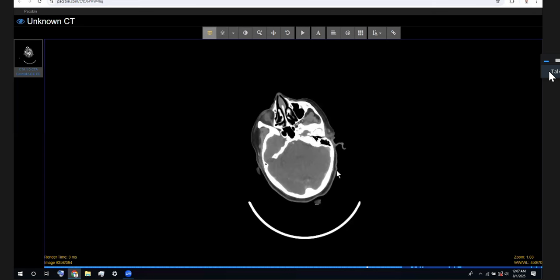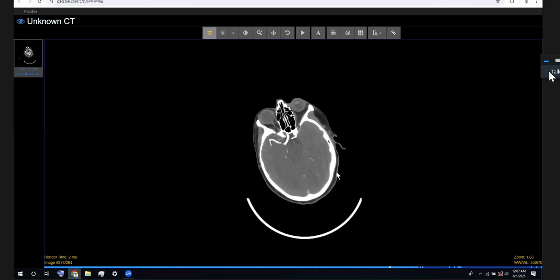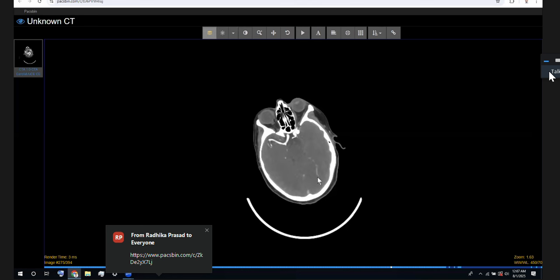Yeah, there is complete occlusion just there at the top. It disappears, doesn't it? Yeah. So basilar artery thrombus, that is. Okay, yes, definitely.